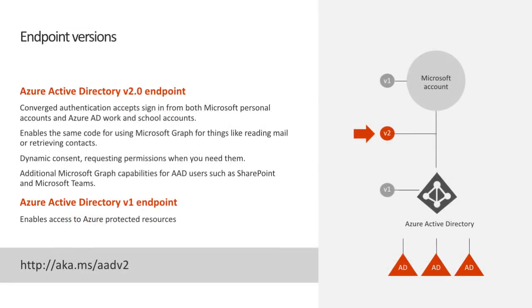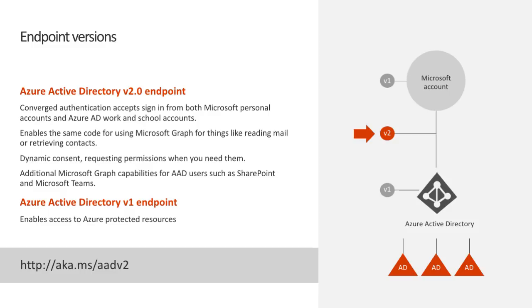Now, we have different endpoints available to us with Azure AD. The V2 endpoint is going to include some breaking changes to the protocols, and this is why it is V2. It's because the protocol is a little bit different and it requires new client library implementations. The Azure Active Directory V2 endpoint is a converged authentication process which accepts sign-in from both Microsoft personal accounts, also referred to as the Microsoft account or MSA, or a Live ID, as well as Azure AD work and school accounts. It enables the same code for using the Microsoft Graph for things like reading mail or retrieving contacts.